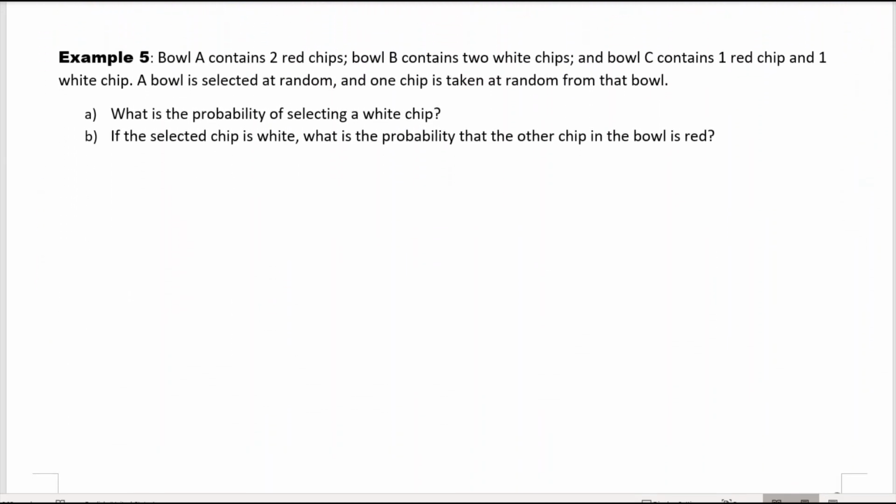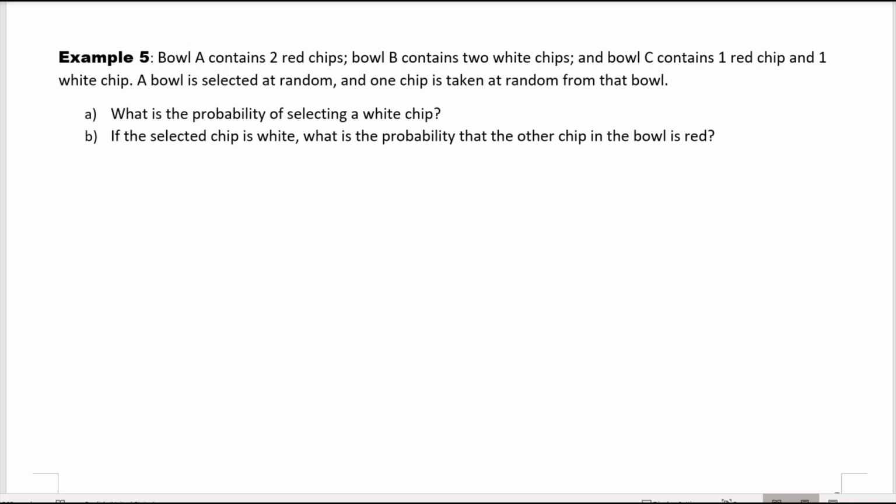Example 5. Bowl A contains 2 red chips. Bowl B contains 2 white chips. And bowl C contains 1 red chip and 1 white chip. A bowl is selected at random, and 1 chip is taken at random from that bowl. Part A, what is the probability of selecting a white chip?